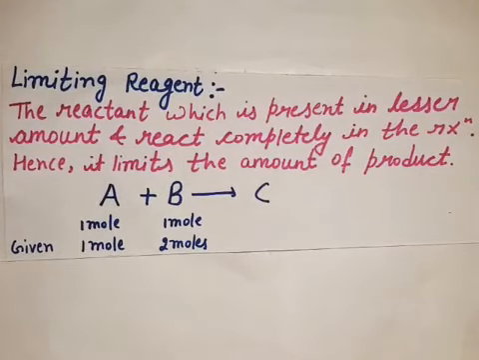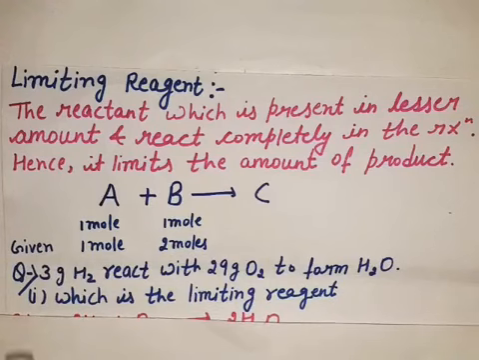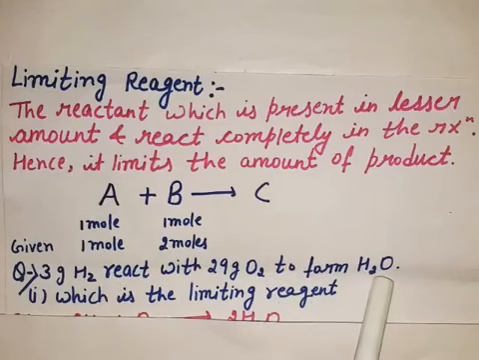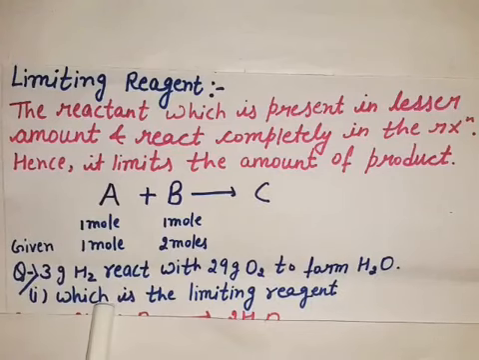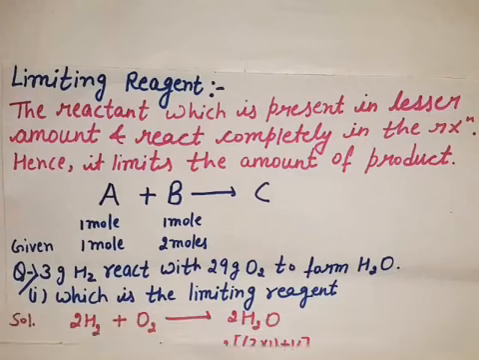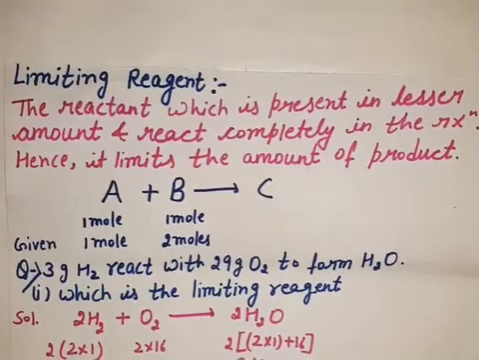Now we will understand the limiting reagent concept with the help of one example. The question is that 3 gram hydrogen reacts with 29 gram oxygen to form water. Part 1, which is the limiting reagent? So you have to tell that out of hydrogen and oxygen, which one is the limiting reagent.